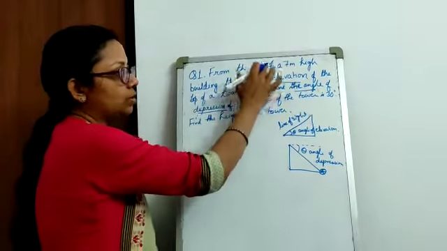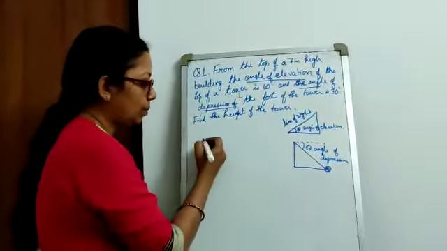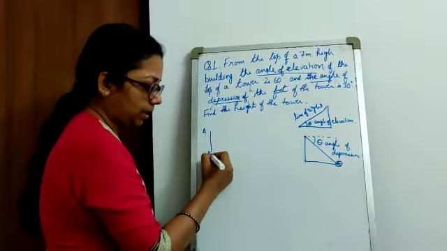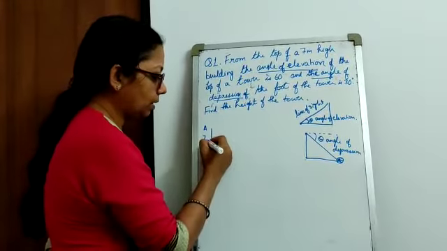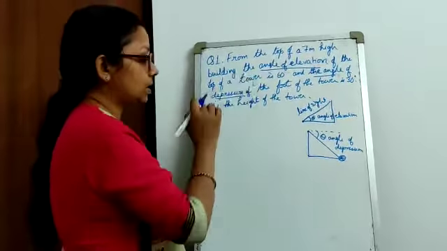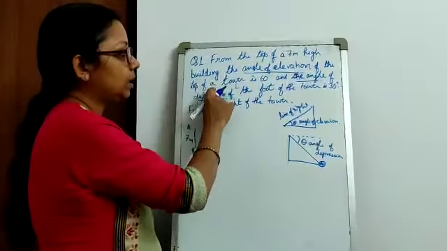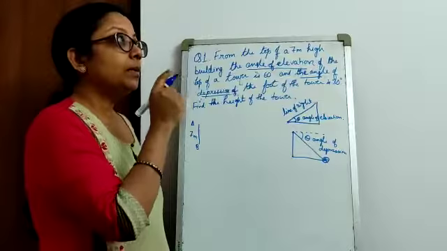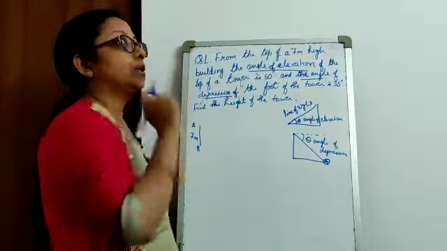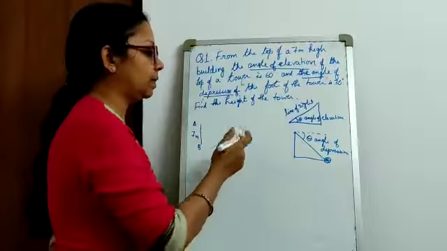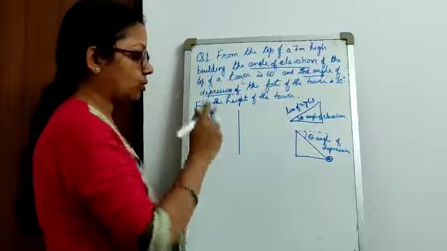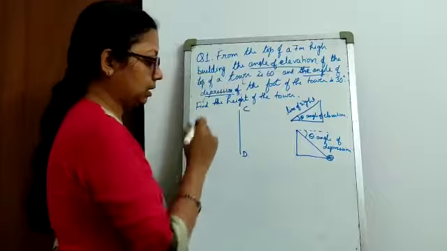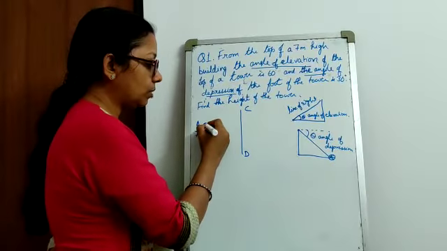It says from the top of a 7-meter high building. So I draw my building here. My building is AB and its height is 7 meter. It says I am looking from the top of my building at another tower, and an angle of elevation is formed. So obviously I am looking up at the tower from my building, so the tower is taller than my building. I draw the tower like this and name it CD. I am looking at the top of the tower from here.